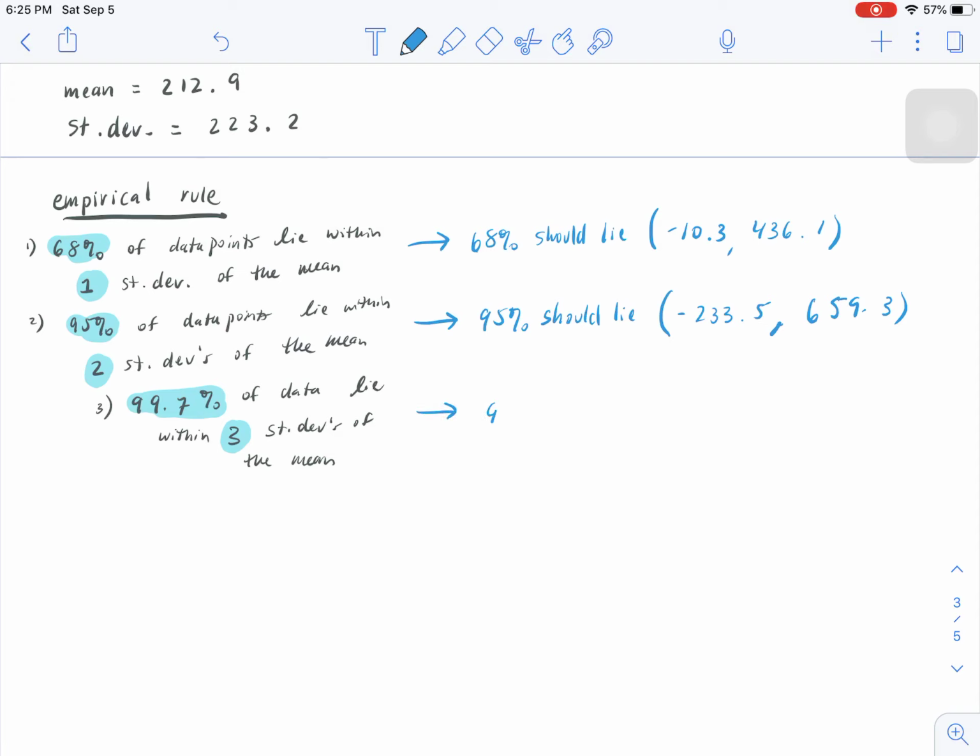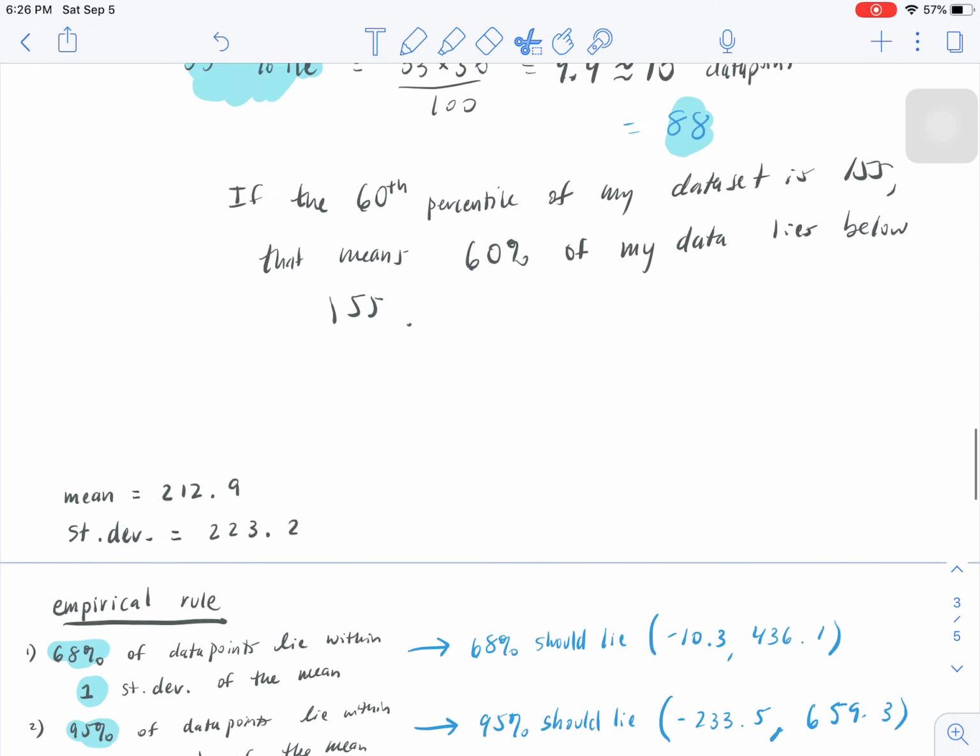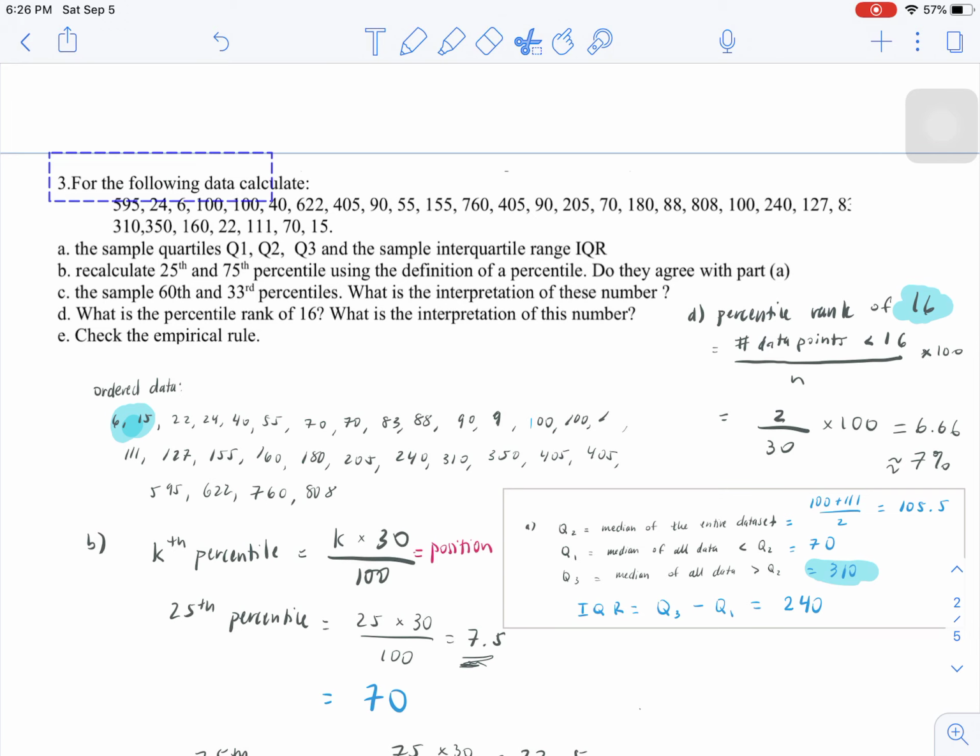And similarly, if I calculate this last interval, 3 standard deviations below the mean is 212.9 minus 3 times my standard deviation. If you calculate that, you should get negative 456.7 for your lower bound, and your upper bound should be 882.5. So this is what the empirical rule says my data should look like if I have a bell-shaped curve. Let's verify whether that's actually true for my data.